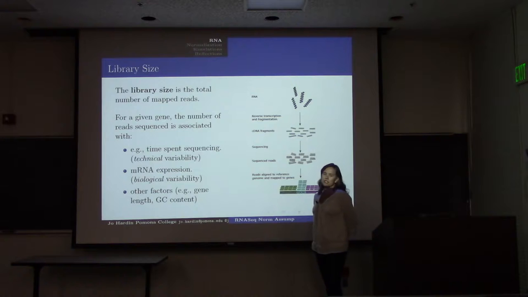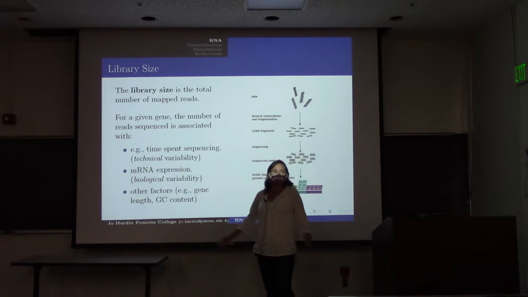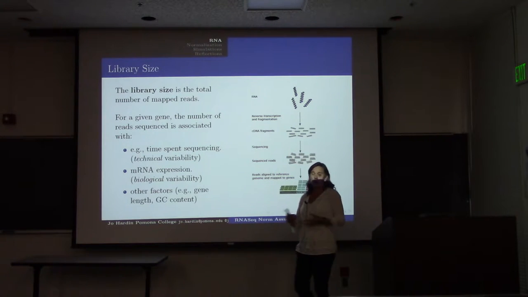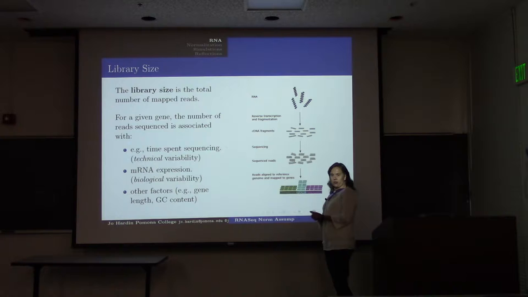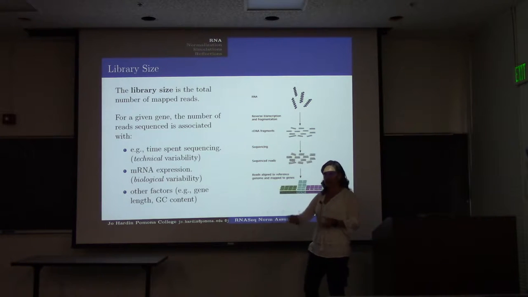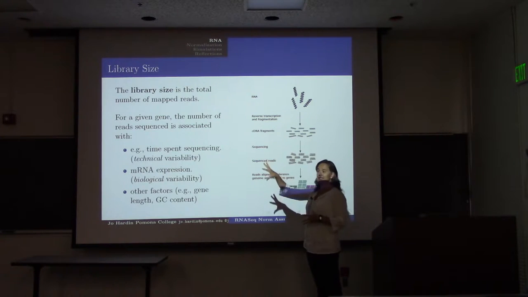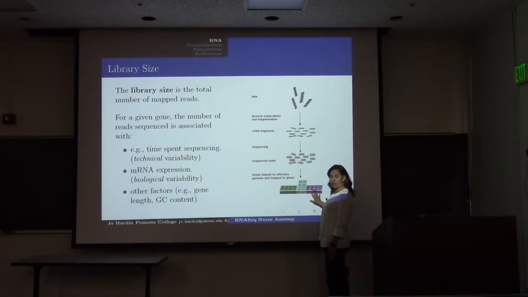Okay, a few more things just to get definitions of. So the library size is related to the transcriptome, right? But it's talking about your sample instead of the cell itself. It says, how many reads did we map in the sample that we took, in the sample that we sequenced? So it's like the total number of these little rectangles, these little boxes down here.